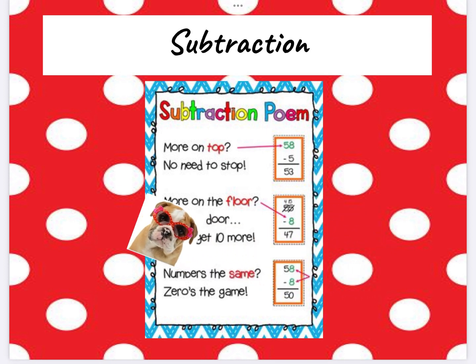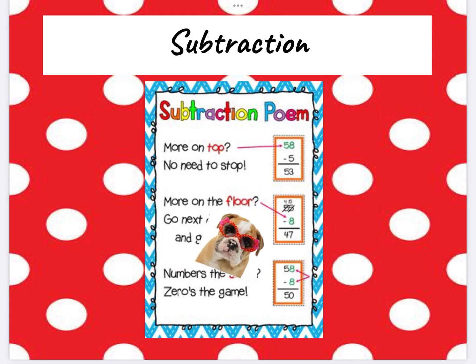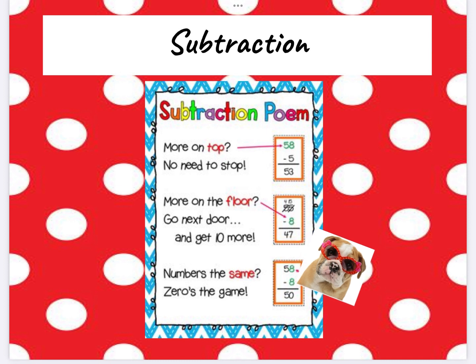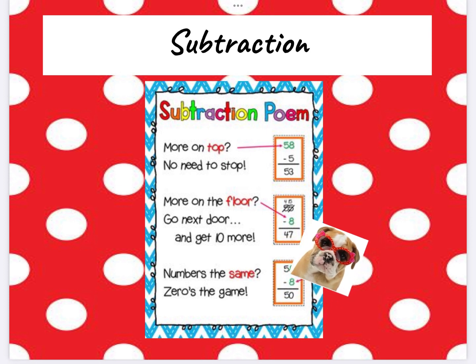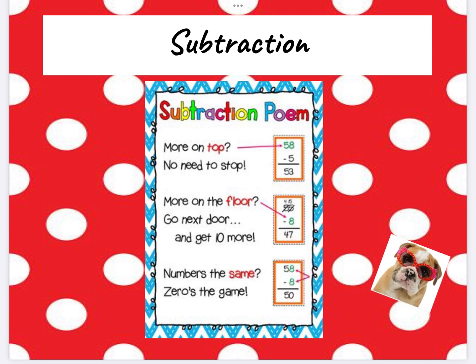And then the last part of our poem, numbers the same, zero's the game. So when the numbers are the same, 8 minus 8, if I have 8, I can still give you 8. That number 0 will help represent what we have left. And then we can just simply subtract 5 minus nothing, which is still 5.